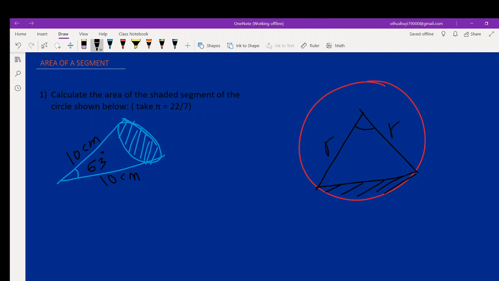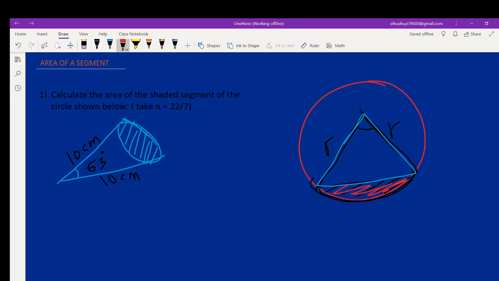Radius, radius, that is a sector. So you need the area of this whole sector. Then what do you do from it? You subtract the area of the triangle. What you have left will be this region, and that will be the area of that segment.